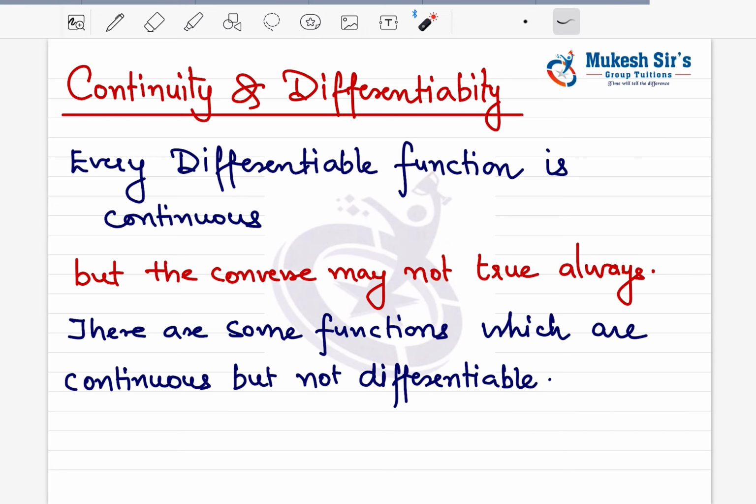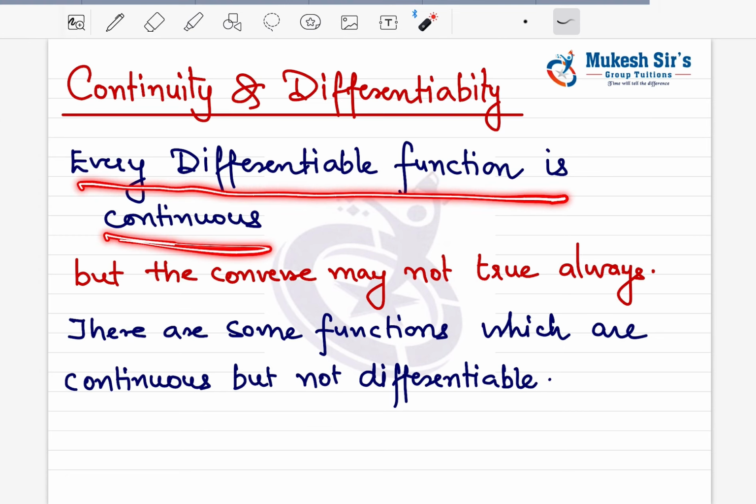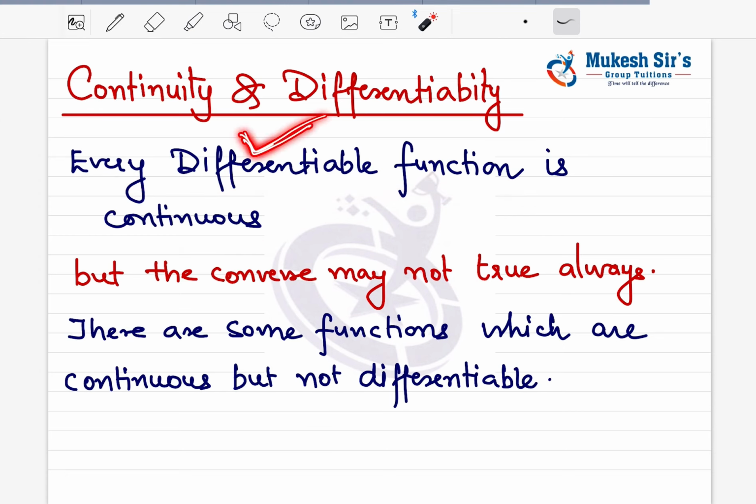Okay. The next part is how do you check continuity and differentiability. Now there's a very important theorem. You have to remember this. Every differentiable function is continuous. If a function is differentiable, if its derivative exists, then it is definitely continuous. But the converse may or may not be true always. There are some functions which are continuous but not differentiable. So if differentiable, then definitely continuous, but if continuous, it is not necessary that it is differentiable; it may or may not be.